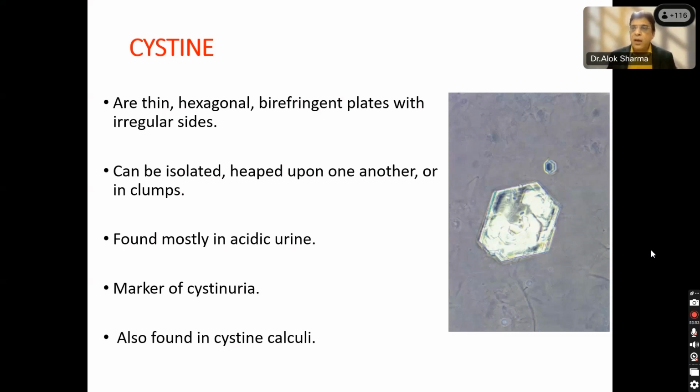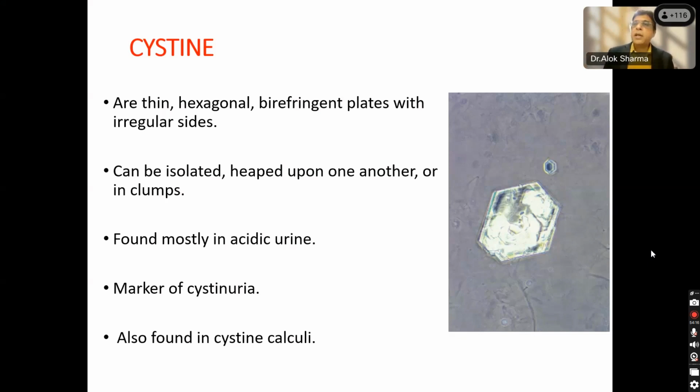And then once they're heaped up, it becomes slightly difficult to identify. Then you go around and see if any isolated forms are there. Then you can identify these crystals. And these are a very good marker of cystinuria. So it is an uncommon disease, but you can identify them in cystinuria. And they can also be shed from the cystine calculi, which are lodged in the renal tract.